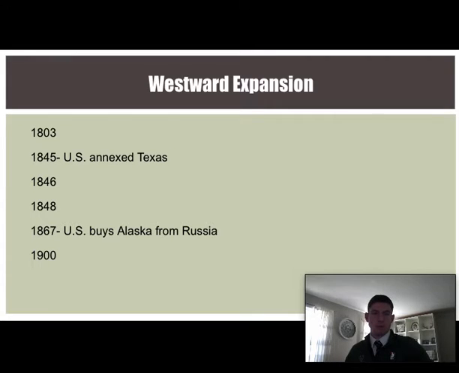In 1803, President Jefferson buys the Louisiana Territory. In 1845, the U.S. annexes Texas. That means they take control of it. In 1846, the U.S. gains control of Oregon and Washington from Great Britain. In 1848, the U.S. gets California, Utah, Nevada, and parts of Colorado, Arizona, and Wyoming from Mexico. In 1867, the U.S. buys Alaska from Russia. In 1900, the U.S. annexes Hawaii.